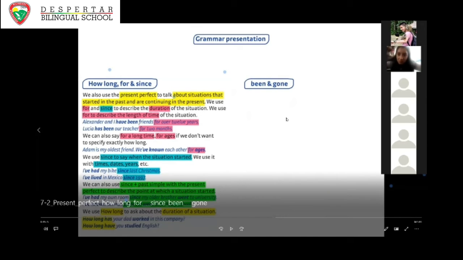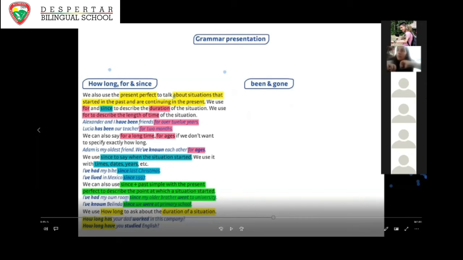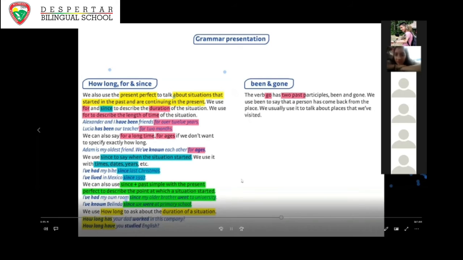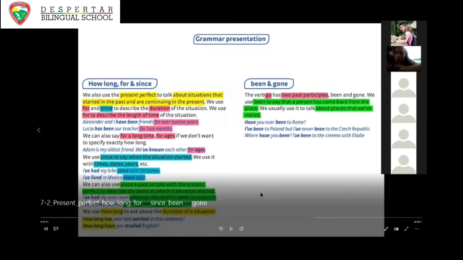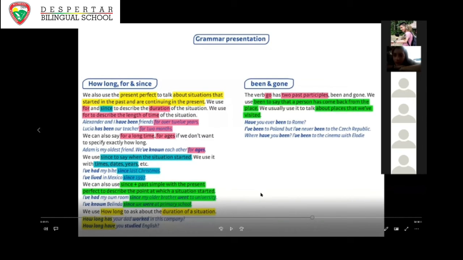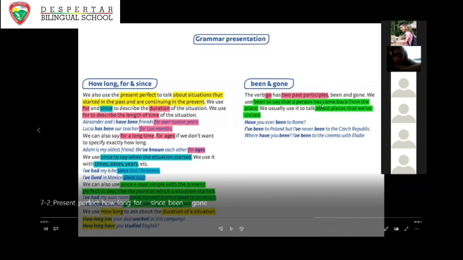Remember, been and gone are the past participle of the verbs be, el verbo to be y el verbo go, ¿ok? Pero los podemos usar para describir las siguientes situaciones. The verb go has two past participles, been and gone. We use been to say that a person has come back from the place. We usually use it to talk about places that we visited. Pay attention carefully because here the verb go, que es ir, has two past participles. El verbo go aquí se convierte en dos verbos, es decir, se transforma en been and gone.